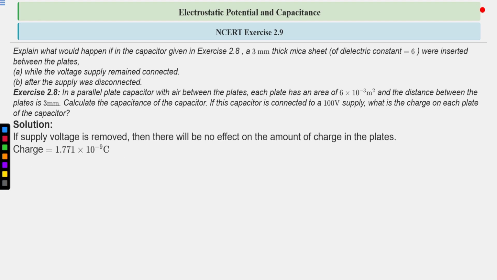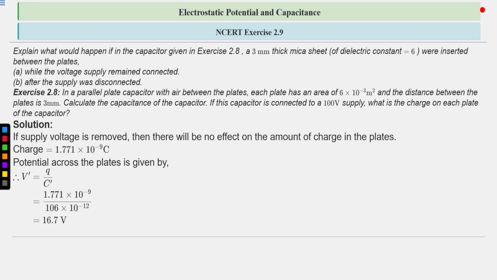Charge will not change. Potential across the plates is given by, now capacitance, I already mentioned that capacitance will change, either battery is connected or disconnected. So we will use C dash here, which is the increased capacitance due to insertion of the mica sheet. But in the second case, charge is constant. So what will V dash be? V dash will be Q upon C dash. After putting the value of Q and C dash, we will get 16.7 volt, which is the potential difference across the capacitor plates when the supply voltage is disconnected.